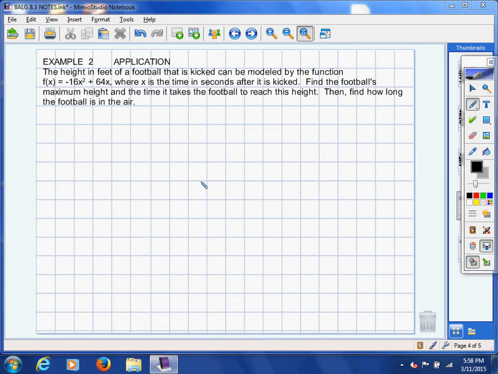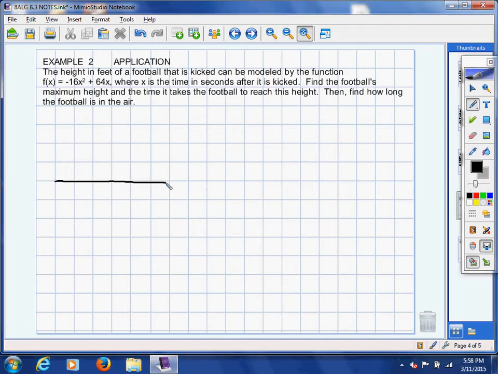Back in 8.3 example 2, and I'm going to do an application problem with you. And this is about kicking a football, and we know that what goes up must come down. But did you know that in sports that require the kicking or striking of a ball, the flight of the ball is actually a parabola, and that's exactly how it goes. So let me kind of get this started. Let me give you a basic idea of how this looks.